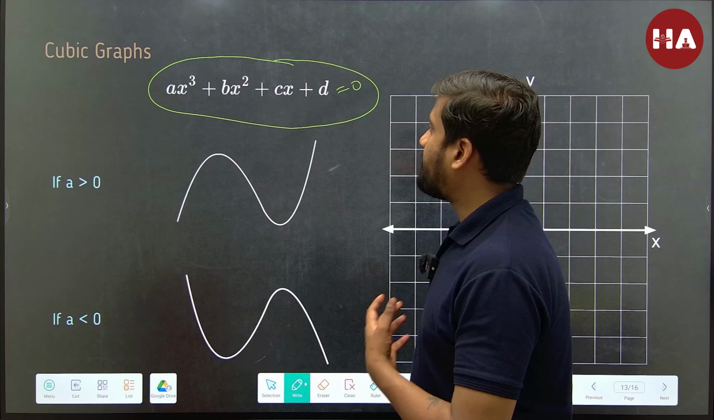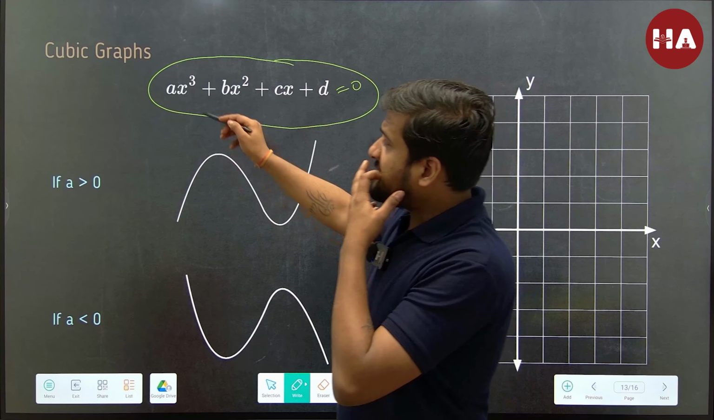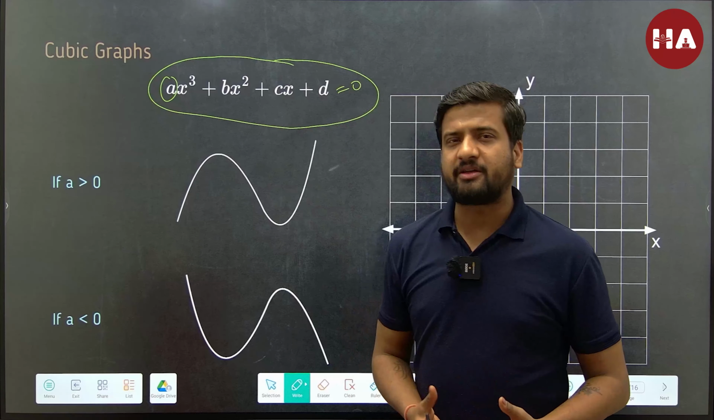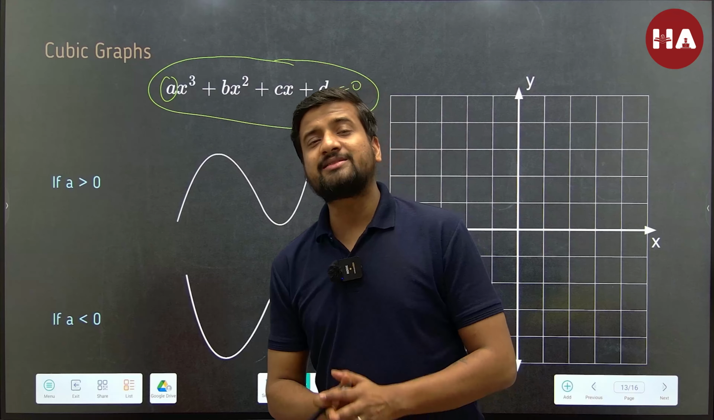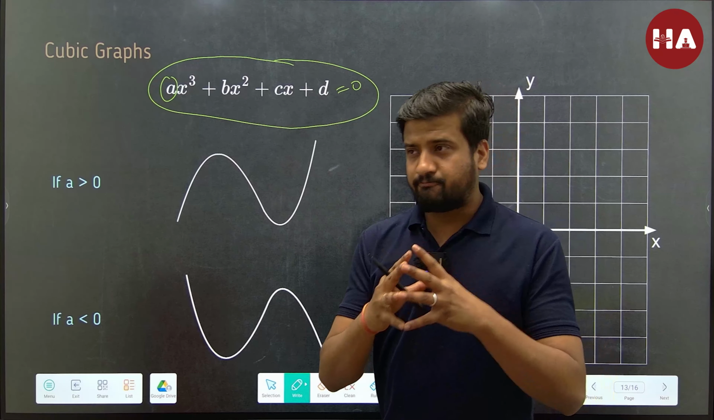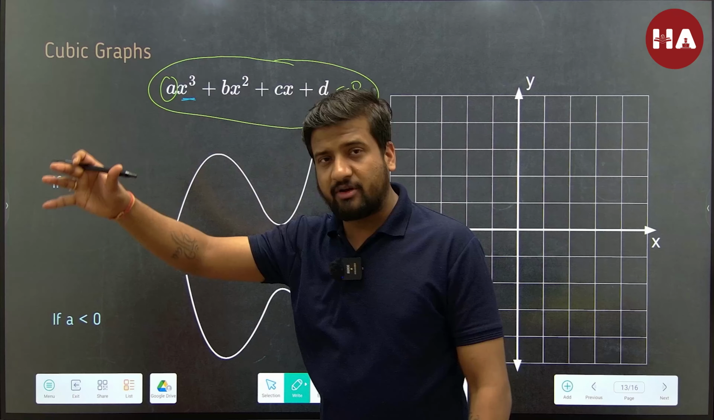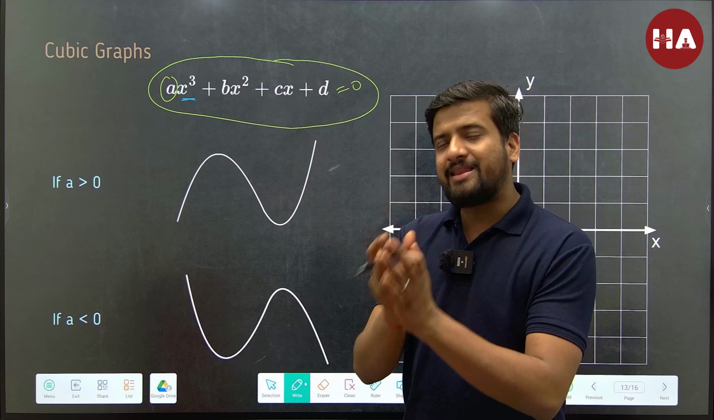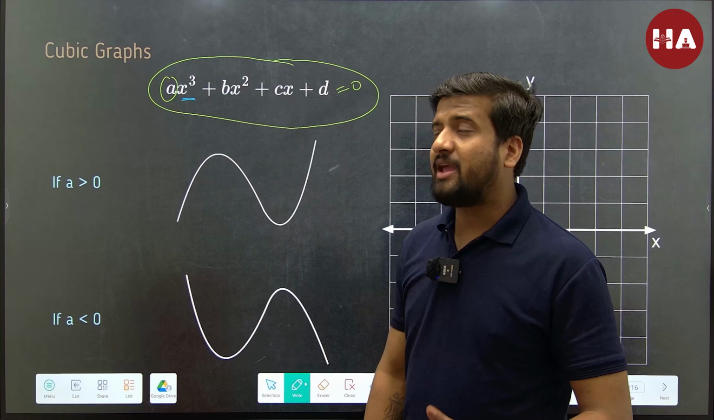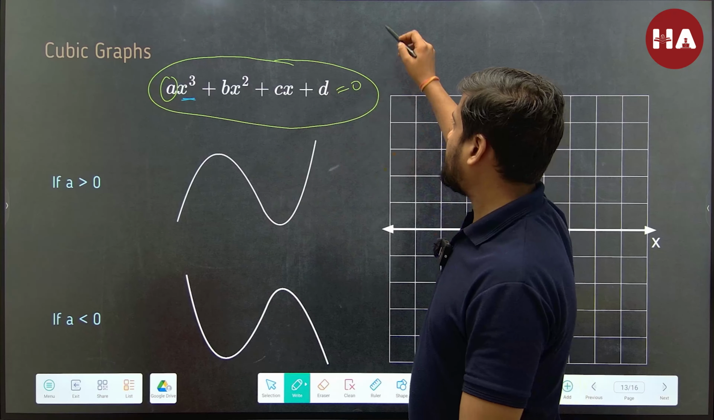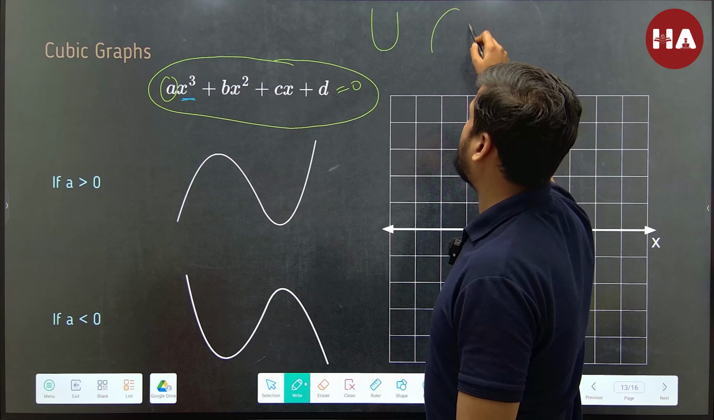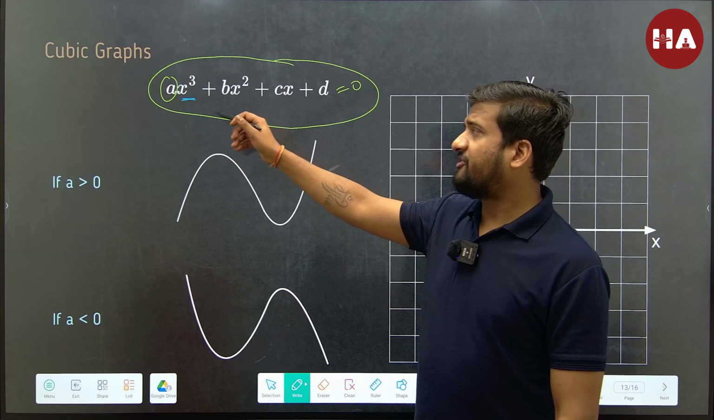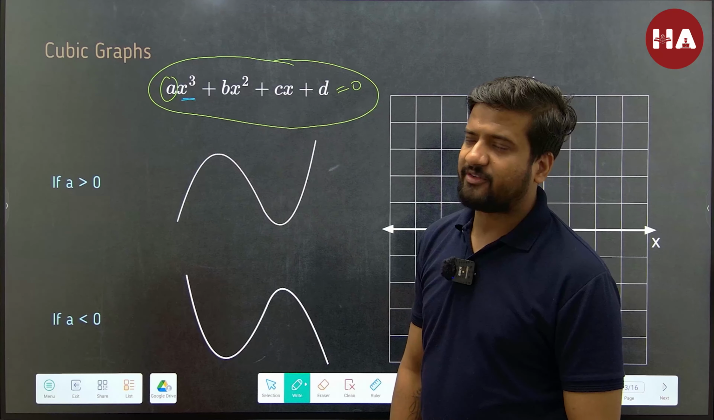Now, what happens is this coefficient of x cube, that is a, defines the shape of the graph. Always, the coefficient of the term with the highest power defines the shape of the graph. In case of quadratics, the value of a used to decide whether my graph is opening upwards or opening downwards. The same thing happens with cubic graphs also. The value of a decides what kind of graph it's going to be.